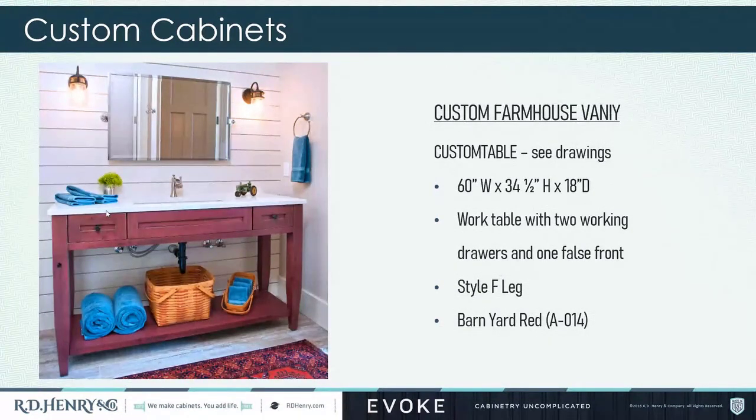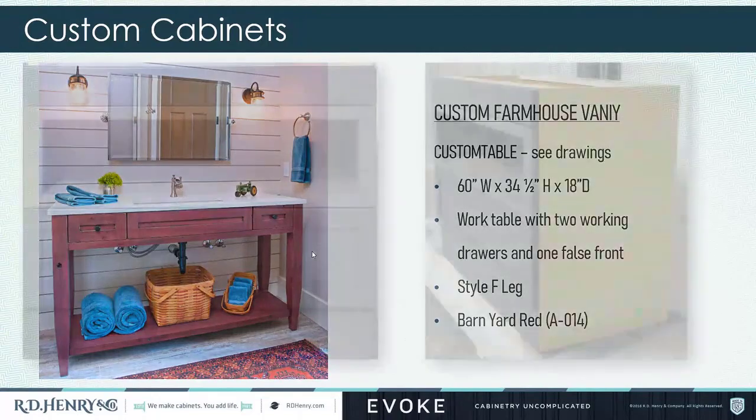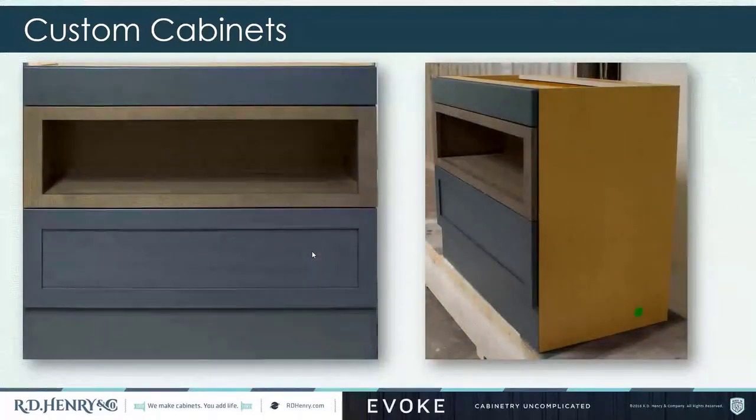These are just a few of the customs that we've done. This was a custom vanity. They told us they wanted a working table with 2 working drawers and 1 false front. So you can see that here. Style F leg, barnyard red, and they had a drawing attached. This was another custom, something you can't create using the modifications, staining and taking the panel out of that middle drawer.